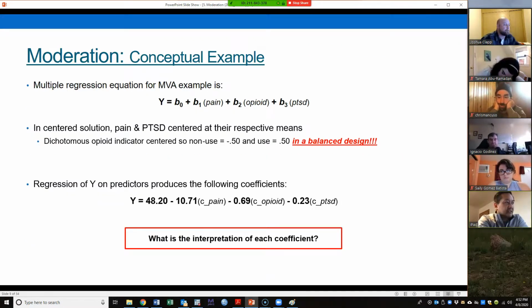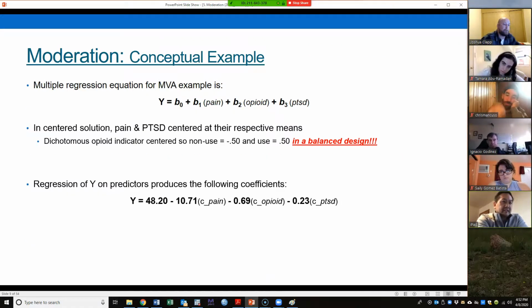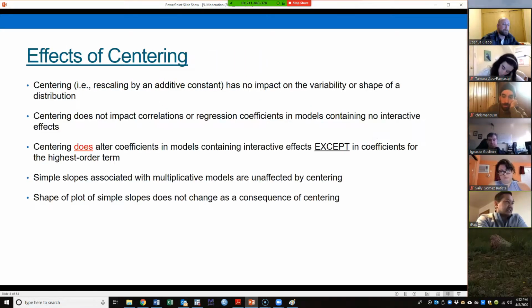Can you help me? If you go back one slide, you say that the regression coefficients don't change if we center or not. So if the equation looks the same, how do we differentiate between talking about at zero or at the mean?